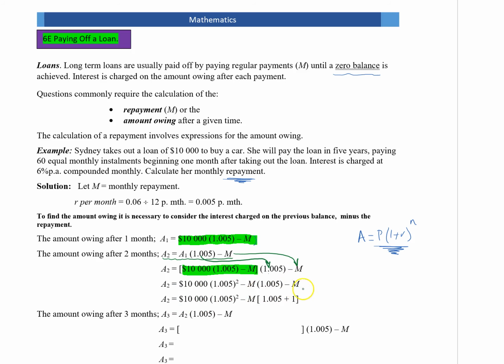Now, still not quite in the format that we wanted. So I've got my 10,000 times 1.005 squared minus, and I'm taking the M out of just those last two. So if I take M out, I can obviously take it out as a common factor. I'll produce 1.005, and taking a minus M out gives me a plus 1. Now, I'm not going to add those two together. This is where our GP will eventually be formed.